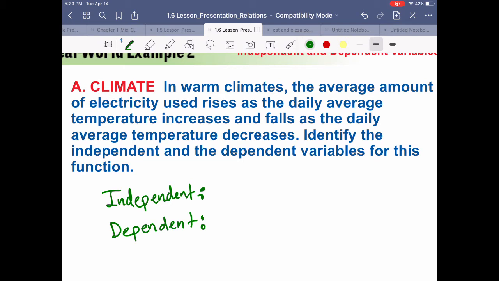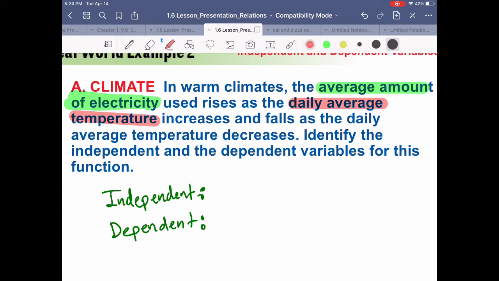So let me reread the problem again. I like to first read it once and then go back to it and try to break it into parts. So I will look for the most important stuff. In warm climates, the average amount of electricity used rises as the daily average temperature increases. Overall, they're talking about two things: electricity and temperature. So the average amount of electricity, and the daily average temperature. The way I like to do it, I think about the two things and see how one affects the other one. I like to put it in a sentence.